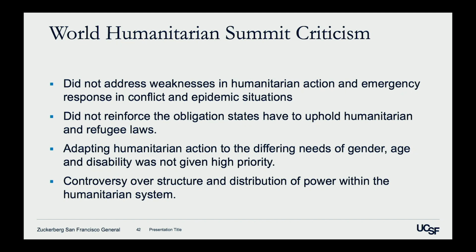We're not reinforcing the obligation of states to uphold humanitarian and refugee law, to protect these people, right? To serve their actual basic needs and what they need. We're not holding people accountable, and we're not doing that. Adapting humanitarian action to differing needs of gender, age, and disability was not given a priority, right? A lot of the vulnerable populations were just kind of put in the big mix of this global response, but they have different needs, and we need to address that.